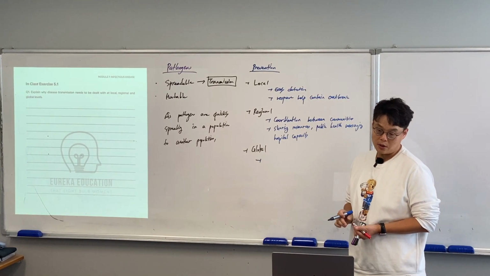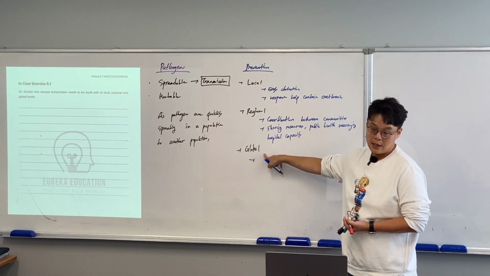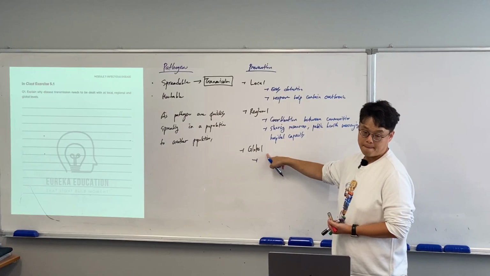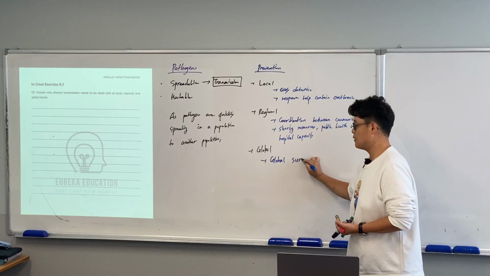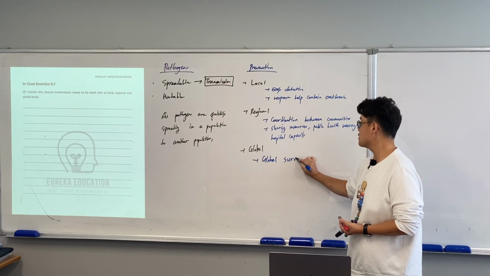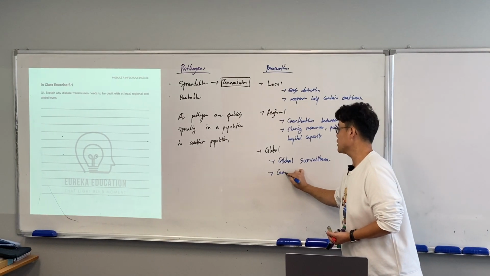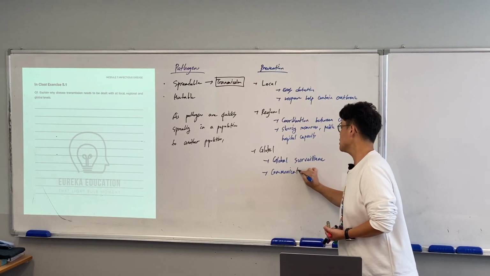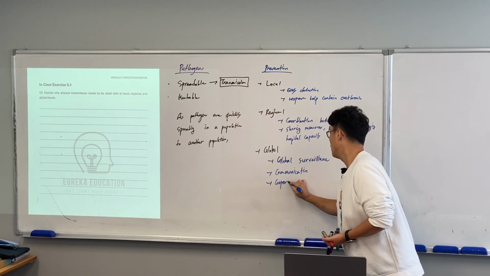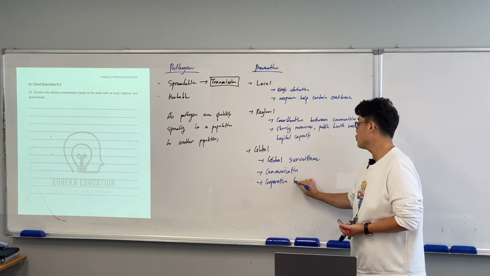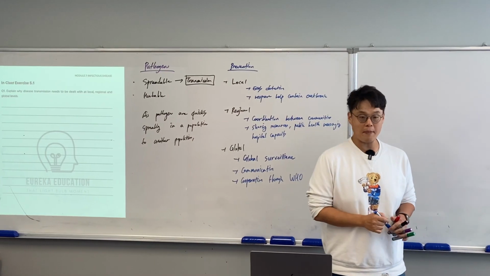So, international travel. It's a global level issue due to international travel and trade, which means that we need global surveillance, communication, and cooperation through the WHO, the World Health Organization, to prevent pandemics.